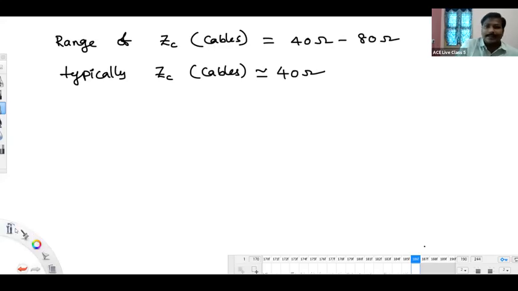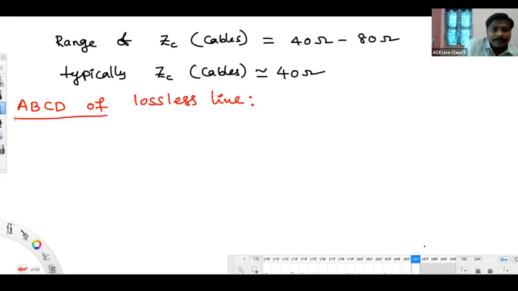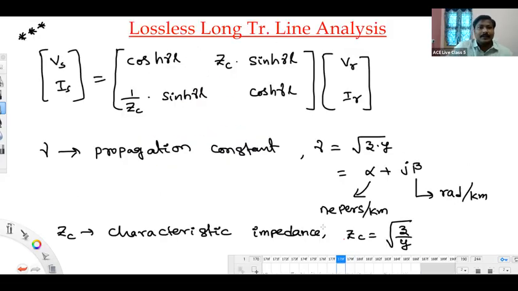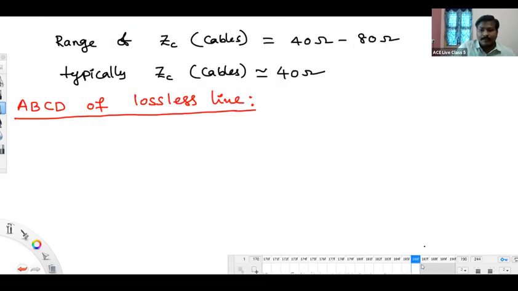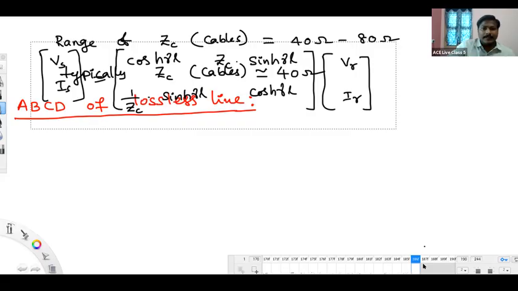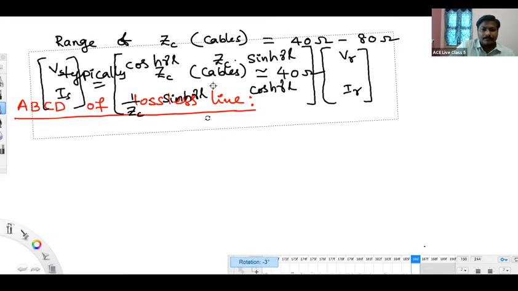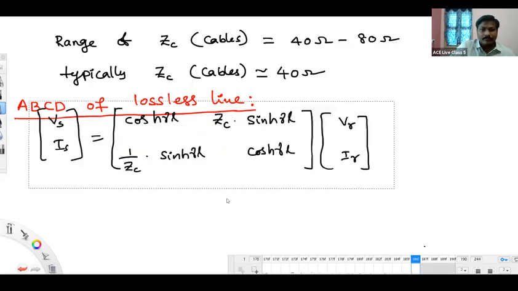So I'll take a small heading here: ABCD parameters of lossless line. Simple, very simple thing. Just listen kindly. I will copy the same ABCD parameters which we have written earlier. This one I am copying. See the changes, how I am going to make them further. Look, please.